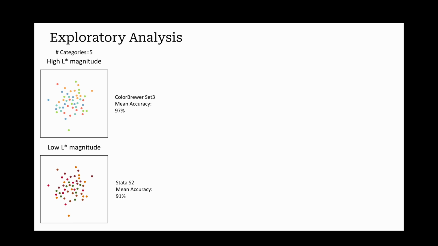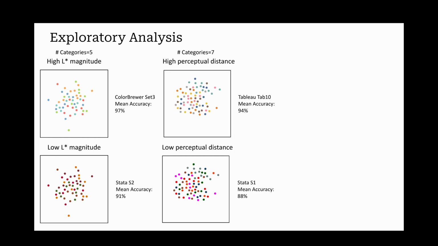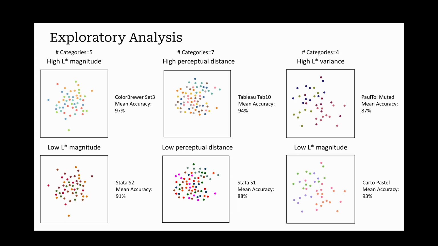These 2 plots show the palette Color Brewer Set 3 with a high L magnitude and 1 palette Data-S2 with a low L magnitude. These 2 plots show Tableau Tab 10 palettes, which has a larger perceptual distance, versus Data-S1 with smaller perceptual distance. The last 2 show palette Muted, which has a higher L variance, whereas Color Pastel has a lower L variance.